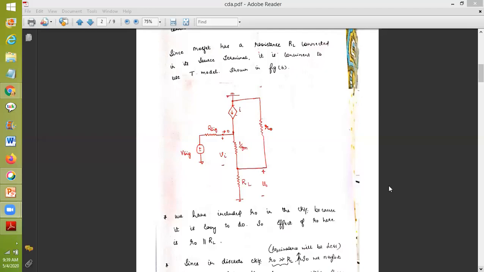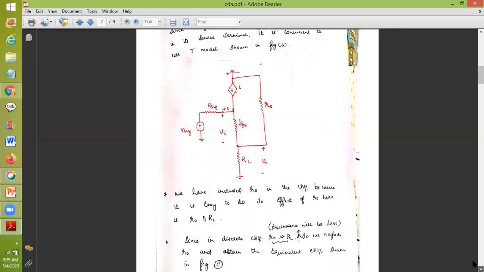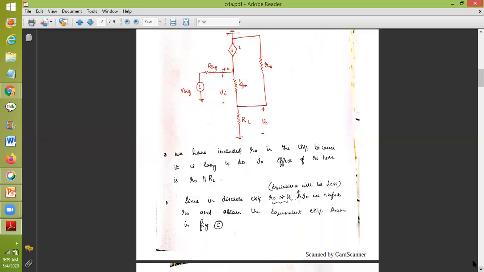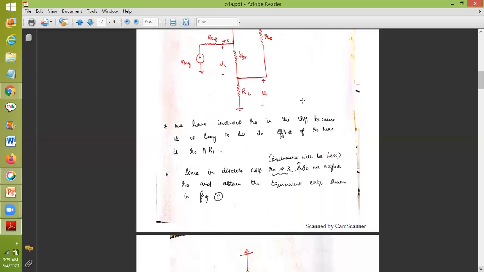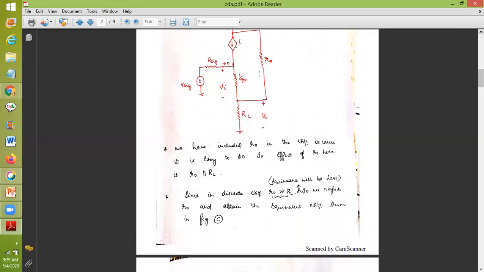We have to start the analysis. So what are the different parameters we have? First, the input impedance. So what we have to do, we have to stand here and view the circuitry. When we stand here and view the circuitry, we can find the current here is 0. So the current here is 0 means the input impedance is infinity. Okay. So the input impedance is infinity.